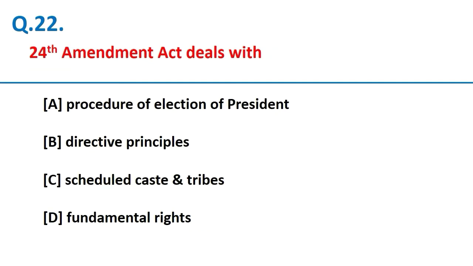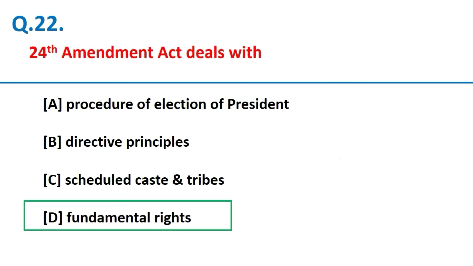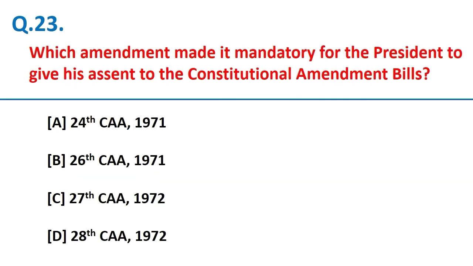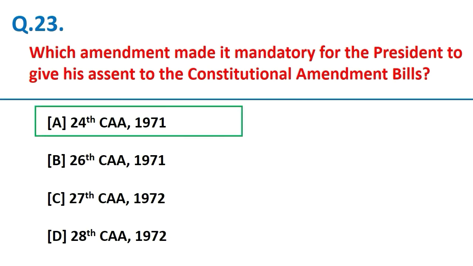The 24th Amendment Act deals with fundamental rights. Friends, 24th Amendment Act affirmed the power of Parliament to amend any part of the Constitution including fundamental rights. Which amendment made it mandatory for the President to give his assent to the constitutional amendment bills? 24th Constitutional Amendment Act of 1971.